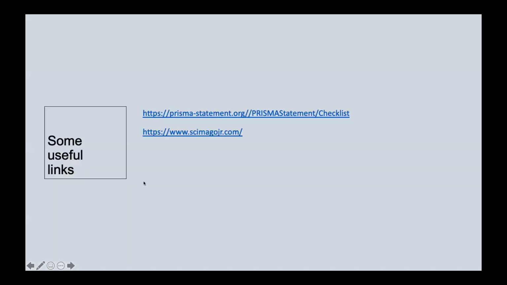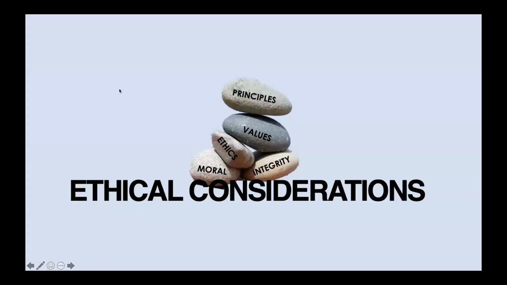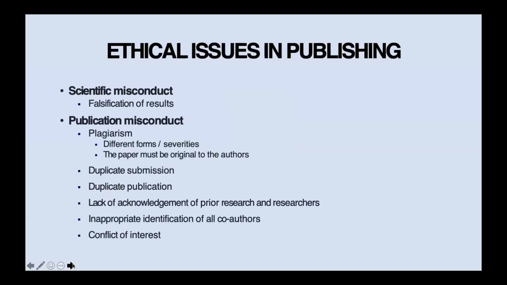Okay, so these are some useful links. PRISMA statements, Scimago, which I just showed you to check the quartile of the paper, and also the indexed journals, index publication. And the last part, ethical consideration. This is quite important as well, because there are a lot of ethical issues in publishing, for when you successfully publish the article.